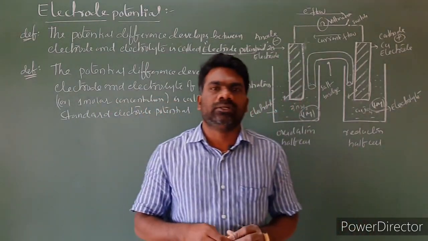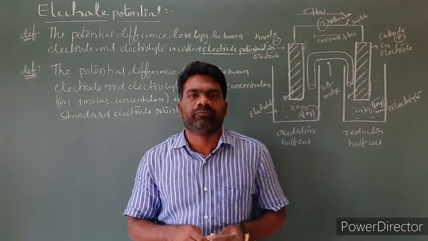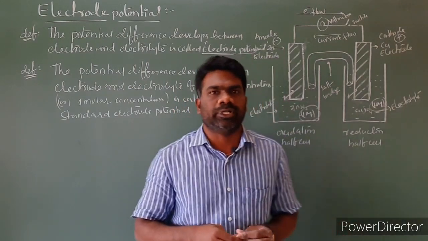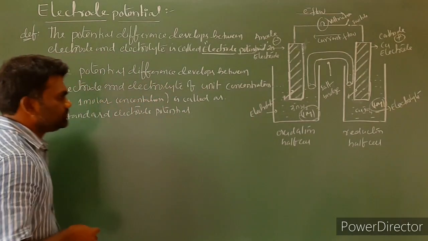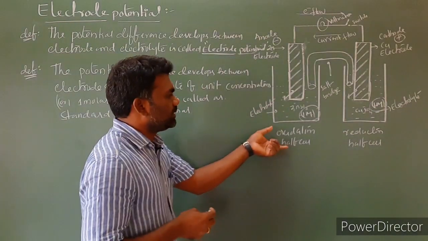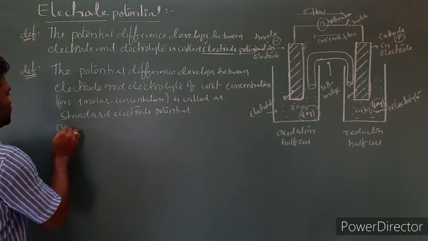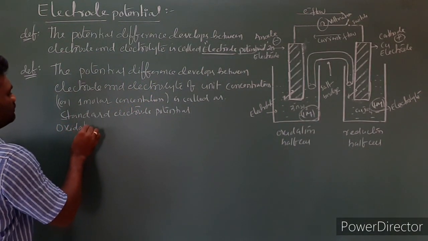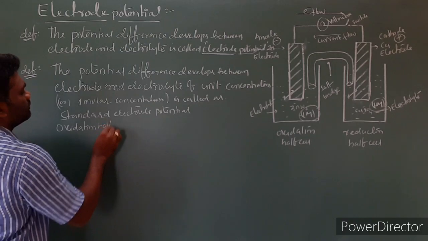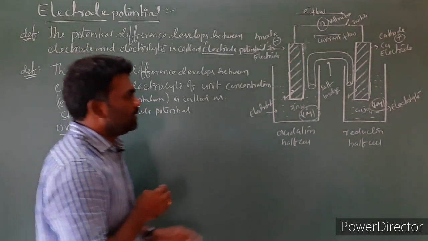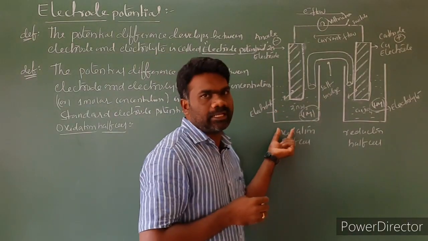Electrode potentials are of two types. The first one is oxidation potential and the second one is reduction potential. Now let us discuss them one by one in detail. First, to discuss the oxidation potential, I am taking the oxidation half cell. In the oxidation half cell, oxidation will be taking place.